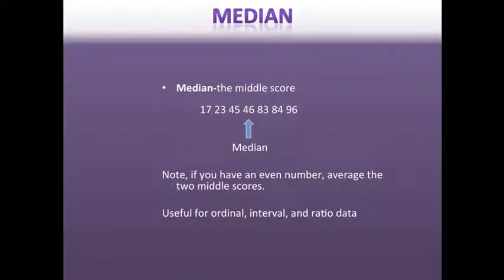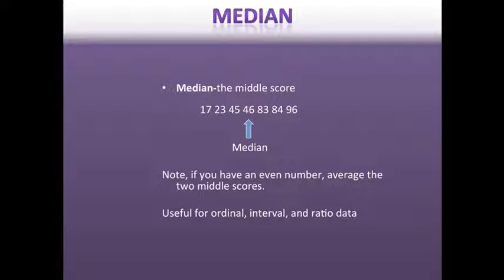All right. Then we have the median. So the median is the middle score in a set of data. So you would essentially take all your numbers in your data set, order them from lowest to highest, and find which number comes in the middle. Now, sometimes you have an even number of numbers, and if that's the case, then you can average the two that are in the center. Now this is useful for ordinal, interval, and ratio data. However, you can't use it for nominal data, right?